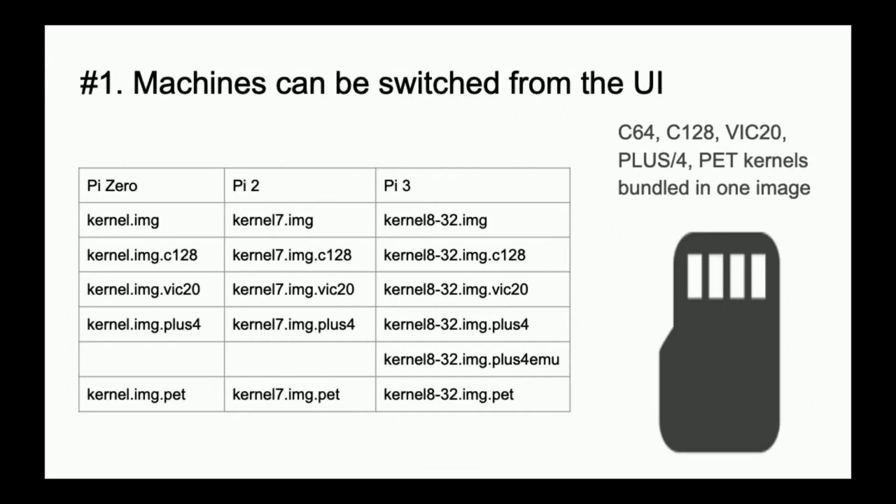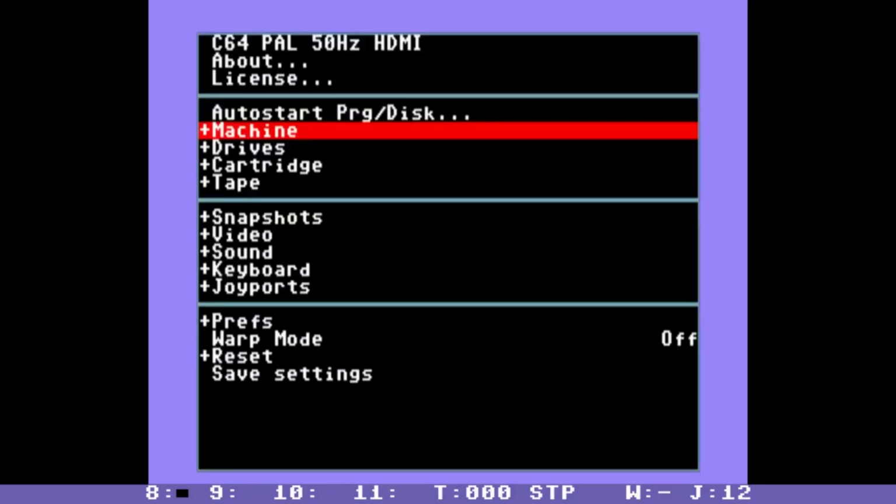The first major change is that since version 3.0, all emulator kernels are now packaged with one image. Before that release, you would have to manually copy or rename kernel images for each machine you wanted to emulate. But now you have a menu option to switch between the different emulators, which makes things much more convenient. So here is the menu option.